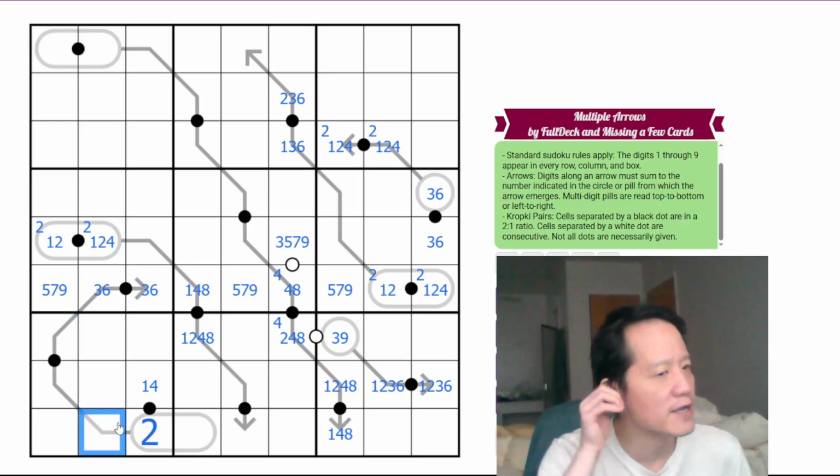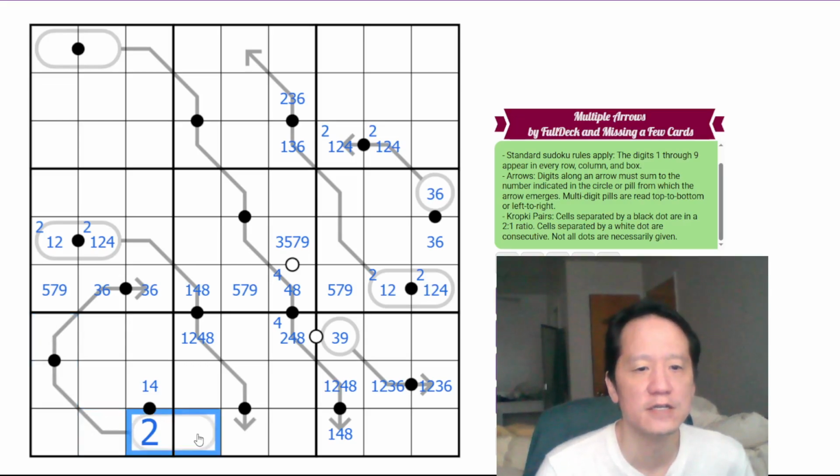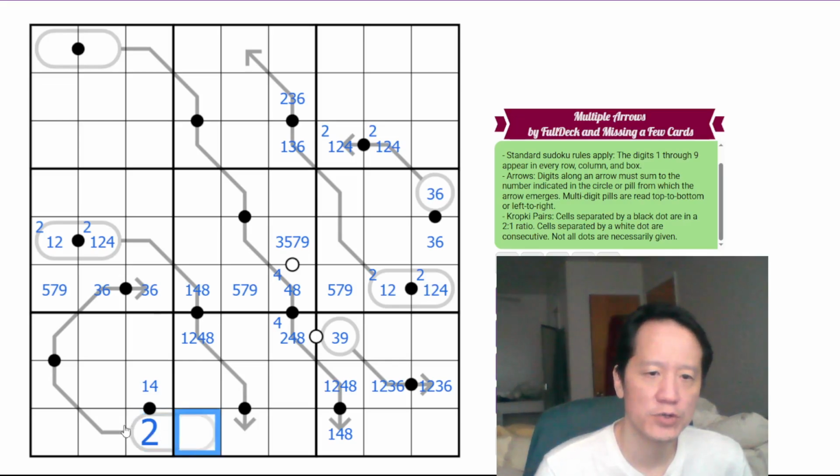And then we tried adding a 1, but that makes this 19. And the 1 would be duplicated in the same box here. So this is 20 something. We're not sure what.